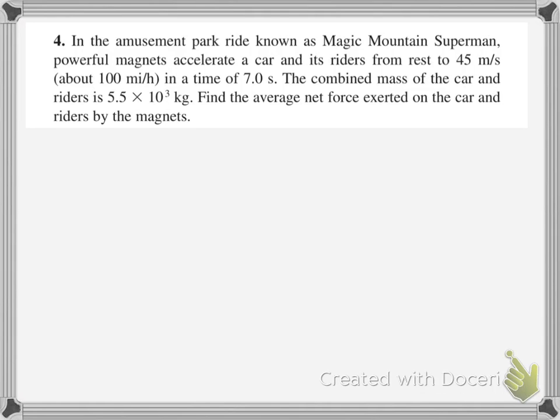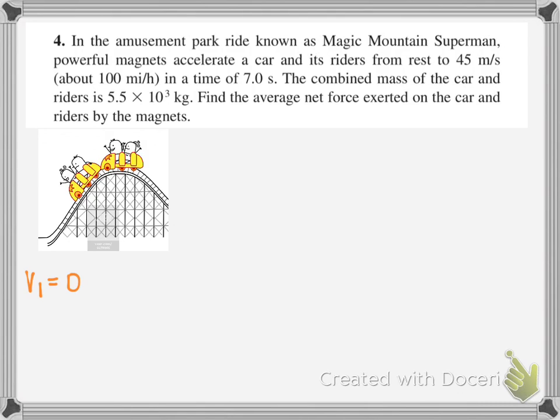In an amusement park ride known as Magic Mountain Superman, powerful magnets accelerate a car and its riders from rest to 45 meters per second in a time of 7 seconds. The combined mass of the car and riders is 5.5 times 10 to the third kilograms. Find the average net force exerted on the car and riders by the magnets.